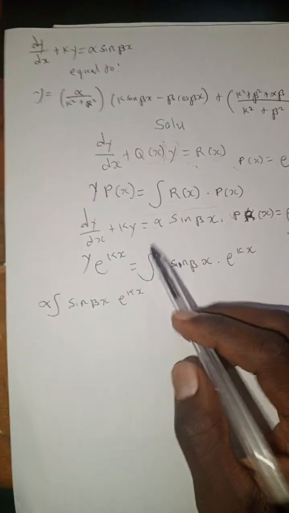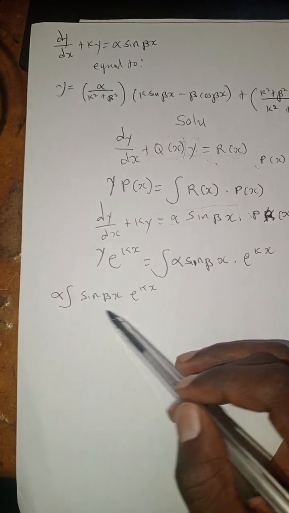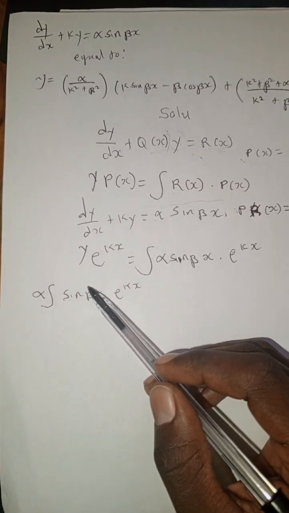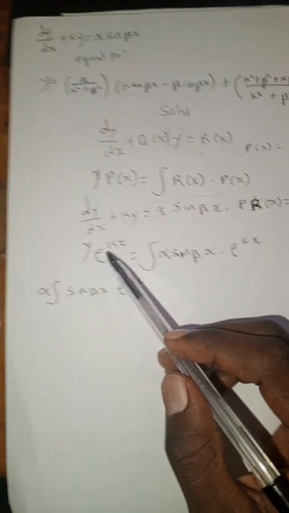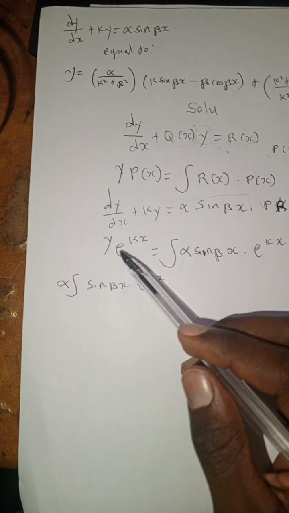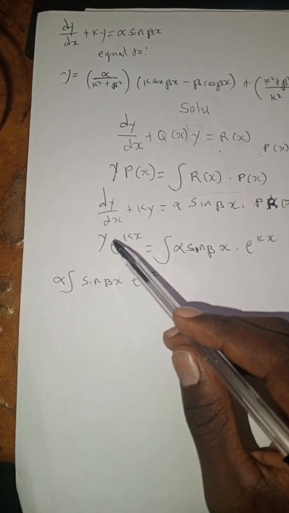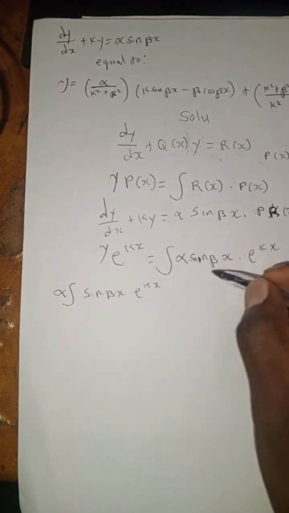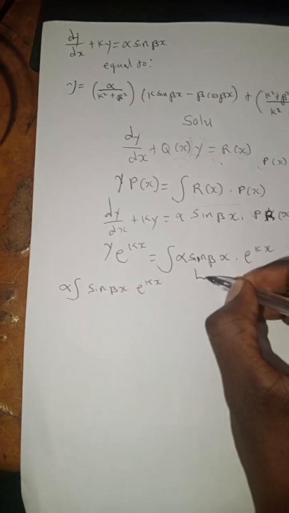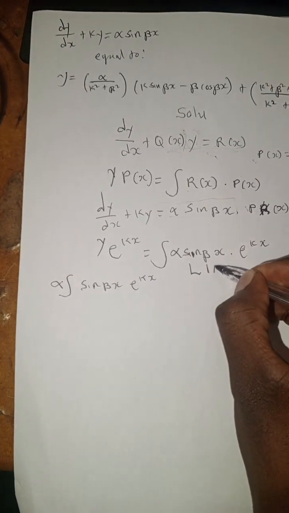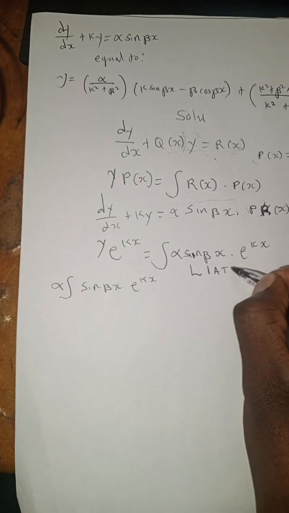Now, you can ask yourself a question. How can you integrate two functions which are multiplying? We have to remember that we used to use by parts. Now by parts goes with a rule, which is L I A T E.